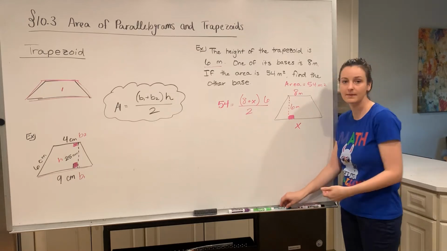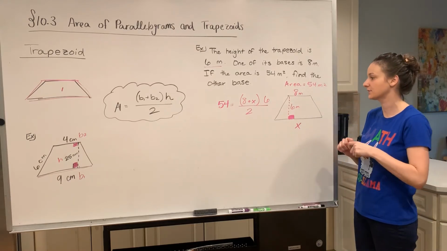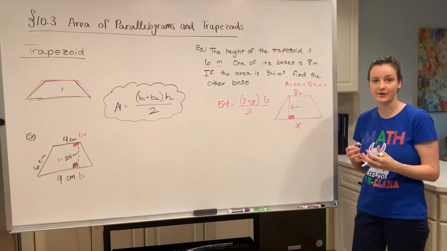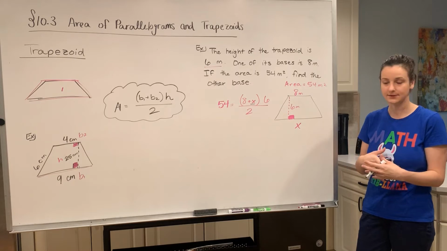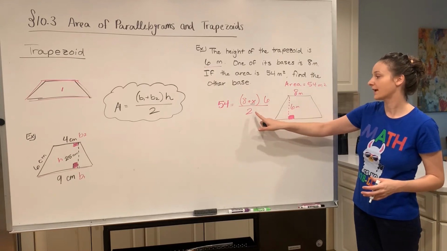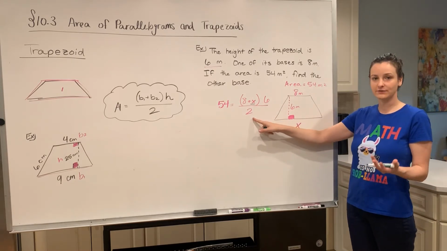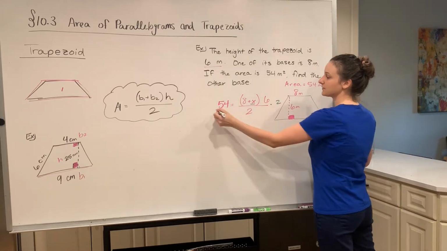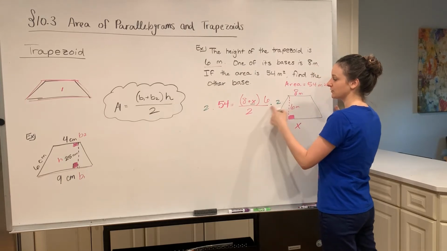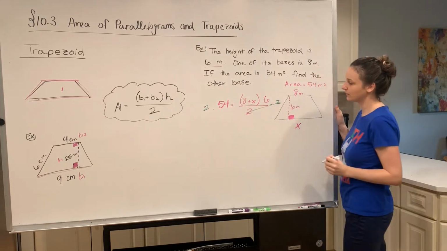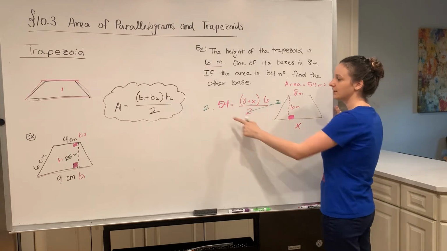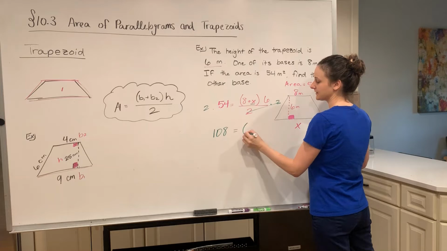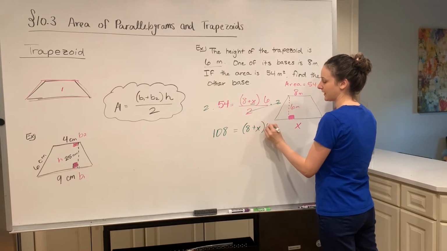So we need to think back in our memory bank of how to solve these types of equations. Remember, our goal is to isolate the variable, get x by itself. So you will notice here that I have a fraction. To get rid of a fraction, fraction is division. The opposite of division is to multiply. So I will multiply both sides by 2. 2 divided by 2 is 1, so they will be eliminated. 54 times 2 is 108. So now I have 108 is equal to 8 plus x times 6.